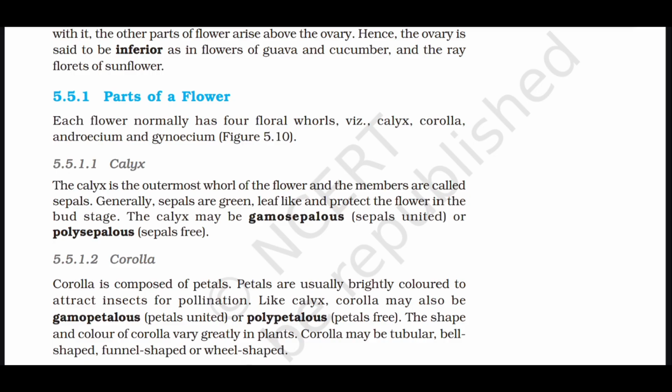5.5.1.1 Calyx. The calyx is the outermost whorl of the flower, and the members are called sepals. Generally, sepals are green, leaf-like, and protect the flower in the bud stage. The calyx may be gamosepalous, that is, sepals united, or polysepalous, that is, sepals free.